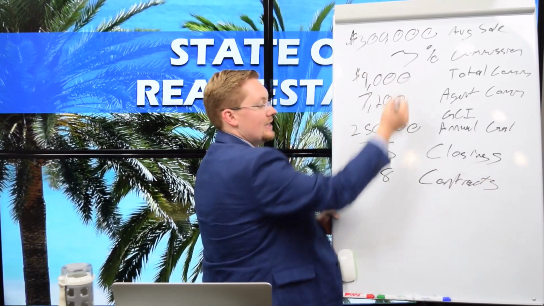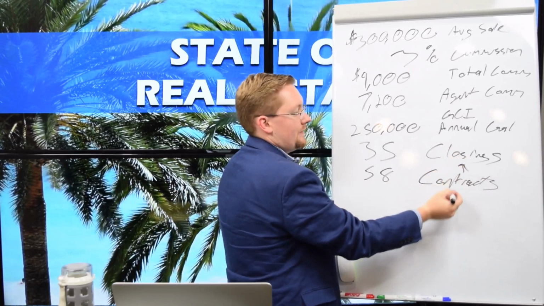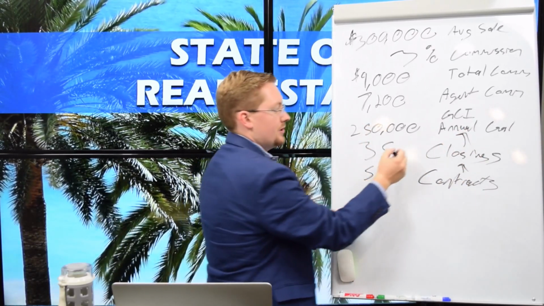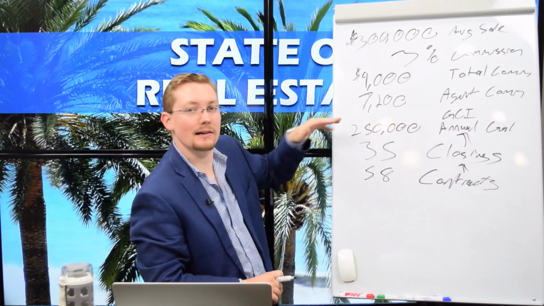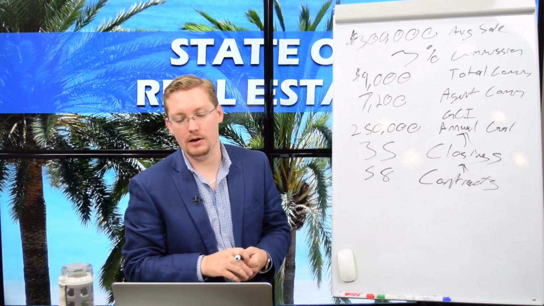Because again, we're reverse engineering this all. In order to get to a closing, you need to have contracts. In order to get to your annual goal, you've got to have so many closings. So 35 closings is going to lead to your annual income goal of $350,000 in GCI if your average commission that comes to you as the agent is $7,200.